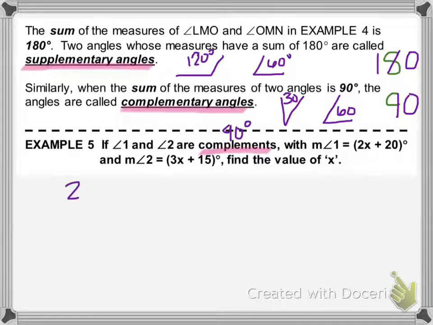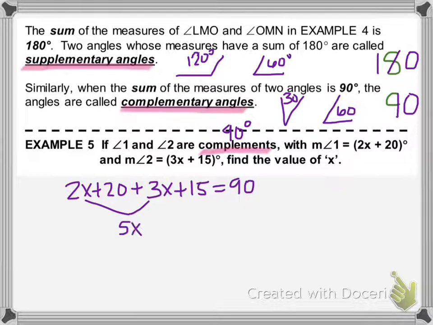So we're going to say 2x plus 20 plus 3x plus 15 equals 90. The two angles together are going to add up to 90. So we're going to go ahead and solve this for x. Let's combine our like terms. 2x plus 3x is 5x. 20 plus 15 is 35, and those add to 90.